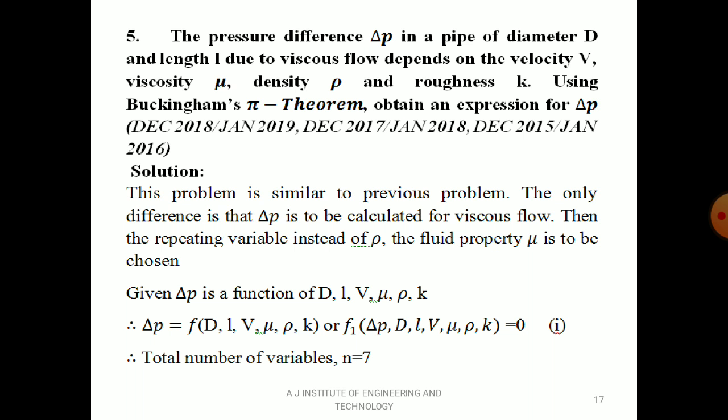So we can write the expression for delta P. There is a dependent parameter to get the expression for delta P. So delta P is dependent. So I have to express delta P as a function of independent parameters. Or we can write f1 of delta P, d, L, V, mu, rho, k equal to 0. So rewrite the expression for delta P like this. Then we can count here delta P, d, L, V, mu, rho, k. So the total number of variables equals 7. So n equals 7.